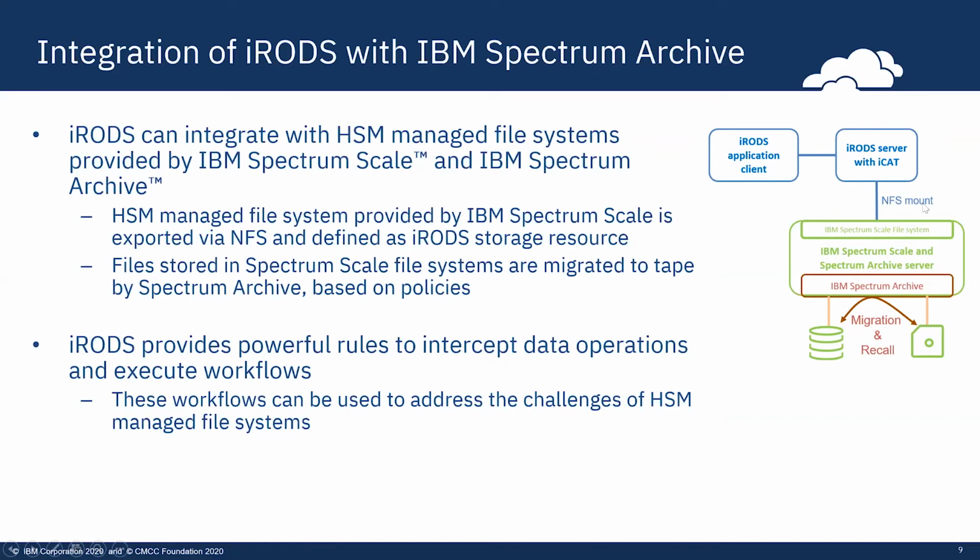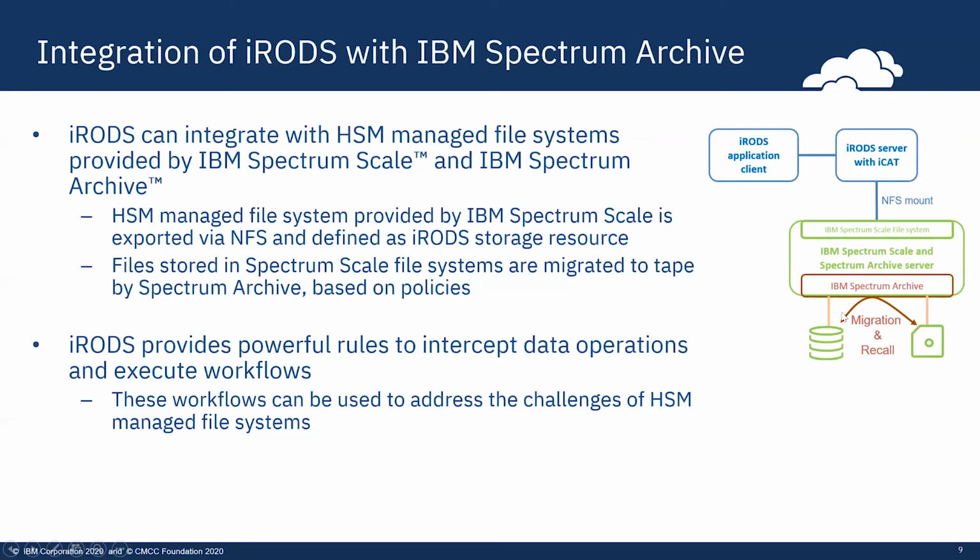And here we have a Spectrum Scale file system, which is HSM managed. This Spectrum Scale file system is provided via NFS to the iRODS server, which also runs the storage services on it. So the iRODS server sees an NFS mount of the Spectrum Scale file system, and underneath in the Spectrum Scale file system, we have a disk tier and we have a tape tier, and the migration and the recall between these tiers is managed by Spectrum Archive.